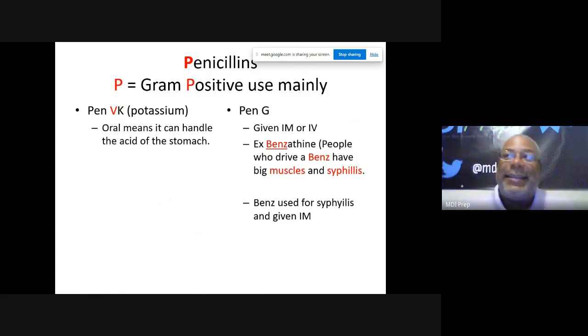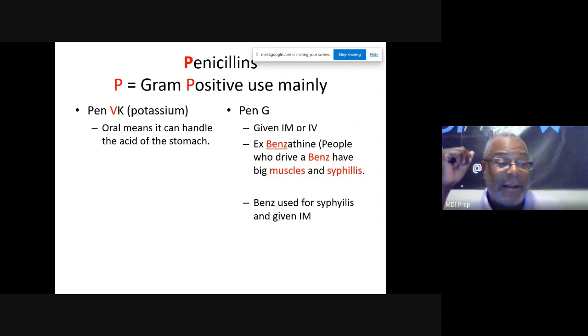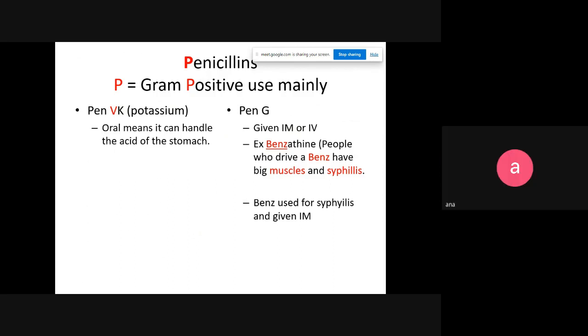So on the exam, they do want you to know the difference between Pen V and Pen G, okay? Now, why is Pen V oral? What makes Pen V oral? Why can't you just give Pen V IV or intramuscular? It can be absorbed in the stomach because of the hydrochloric acid.